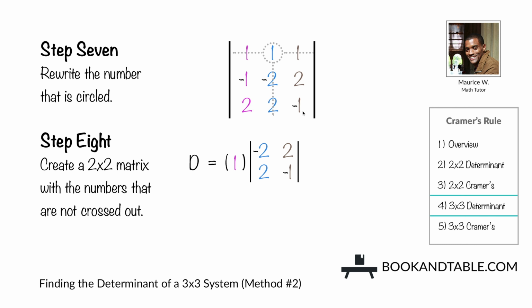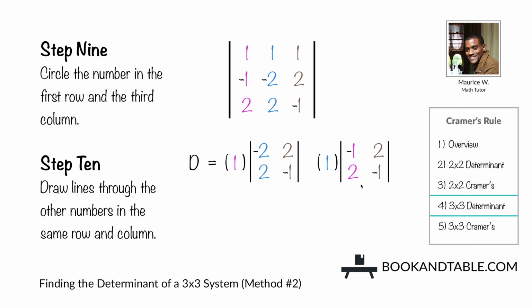So step 7, rewrite the number that is circled, +1. And then step 8, create a 2x2 matrix with the numbers that are not crossed out. So that'll create a row of -1, +2, and a second row of +2 and -1. So we have our second 2x2. So now we're ready to create our third 2x2.